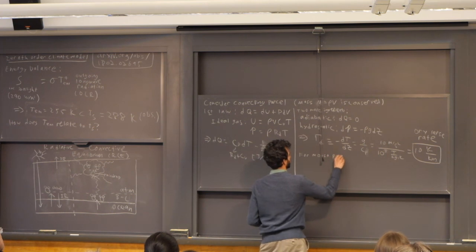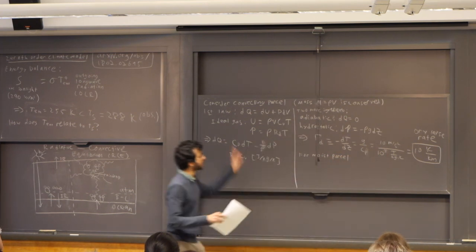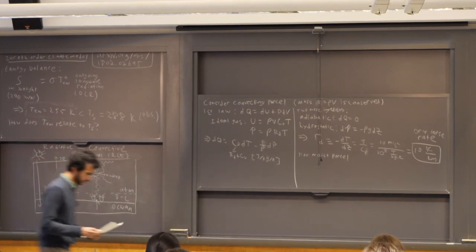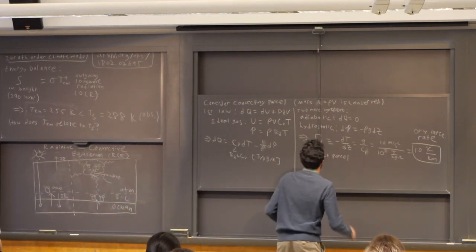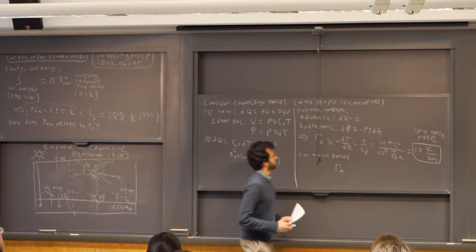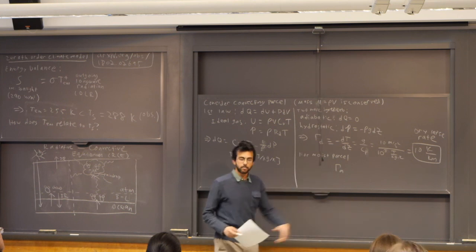So I won't go through the details here. You can do an analogous calculation, which you have to include an additional term for water vapor. Makes things a little more complicated. The calculation is done in the notes. What you find is you get a moist lapse rate. So instead of gamma d, it's gamma m.